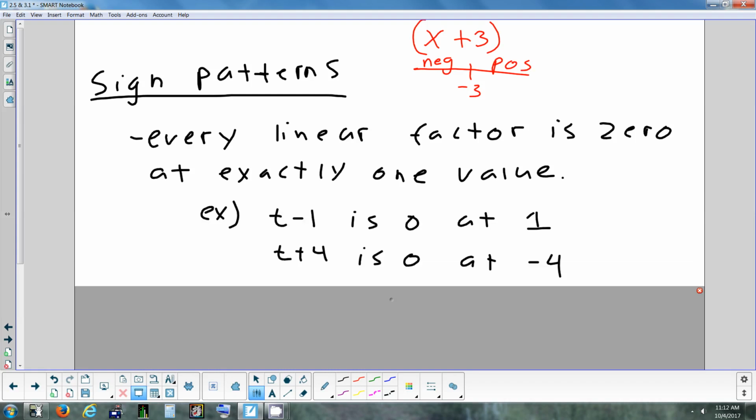This is the same thing I just did up there, just with different factors. If you had t minus 1, the 0 would be 1. If you had t plus 4, the 0 would be -4. For the first one, if you plug in numbers smaller than 1, you get negatives. If you plug in numbers bigger than 1, you get positives. That's the important idea: you have to figure out where things are negative and positive.